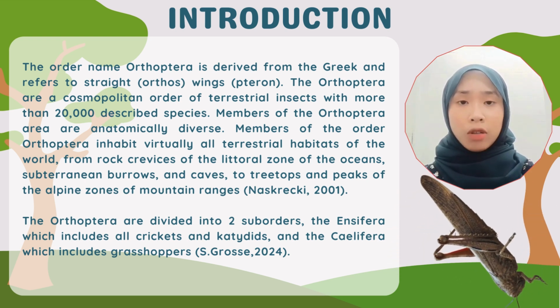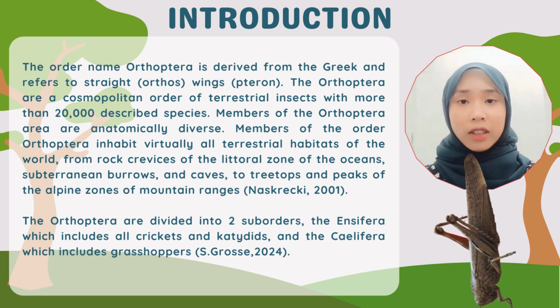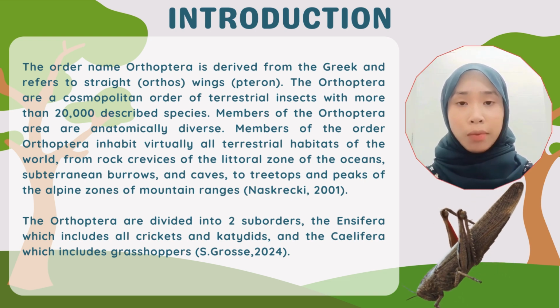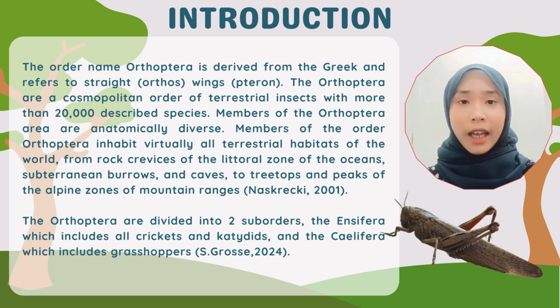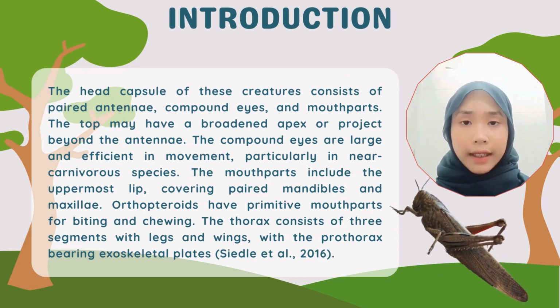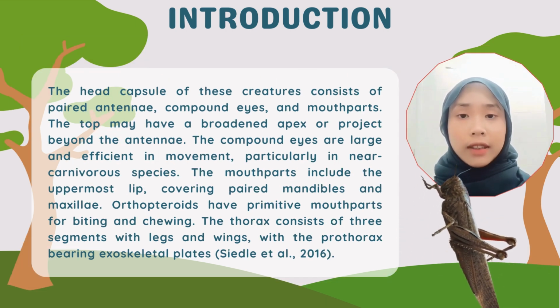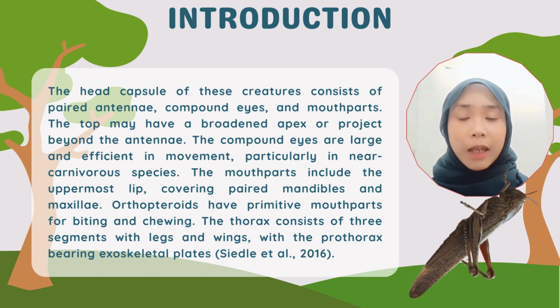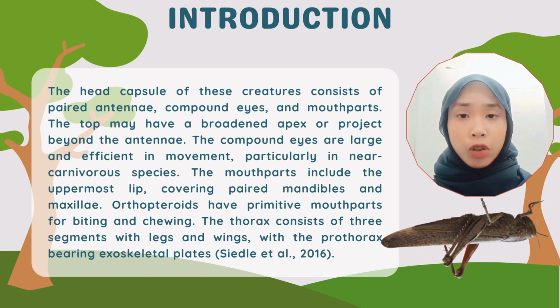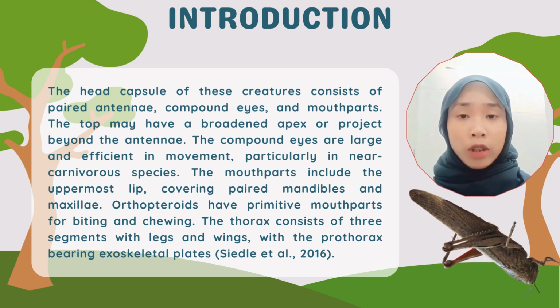The two suborders of the Orthoptera are the Caelifera, which includes grasshoppers, and the Ensifera, which includes crickets and katydids. For characteristics, these organisms possess paired antennae, compound eyes, and mouth parts that make up their head capsule. The tip may protrude past the antennae or have a broader peak.